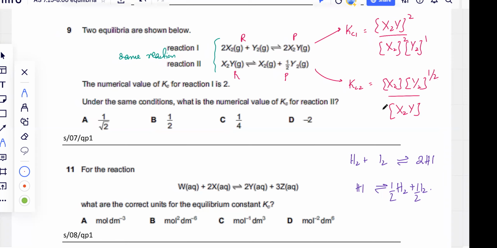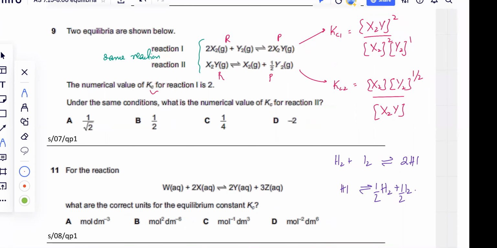Now these are obviously different expressions, so the Kc value is going to be different. But the two expressions represent the same reaction. The only difference was that the equations were written differently, which is why you get a different expression for Kc. But the two Kcs would be interlinked. There would be a relationship between the two Kcs. Now he gave you the value for Kc of reaction 1 as 2. So this is equal to 2.